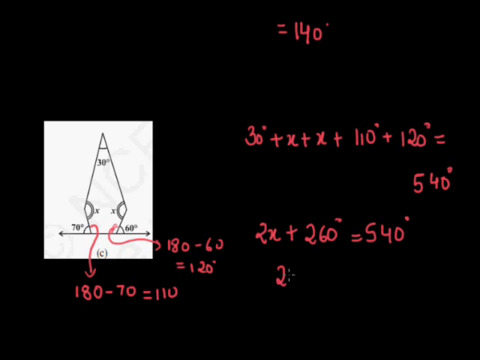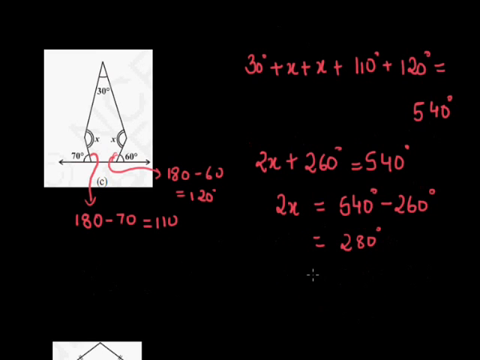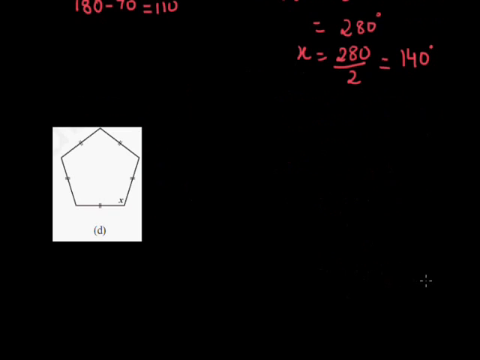Now to find the value of x, 2x is equal to 540 degrees minus 260 degrees, that is equal to 280 degrees. To get the value of x, 280 upon 2, that is equal to 140 degrees. So the value of x is equal to 140 degrees.